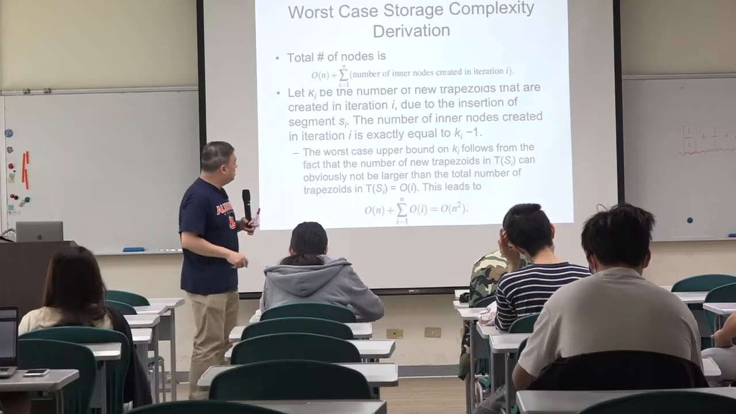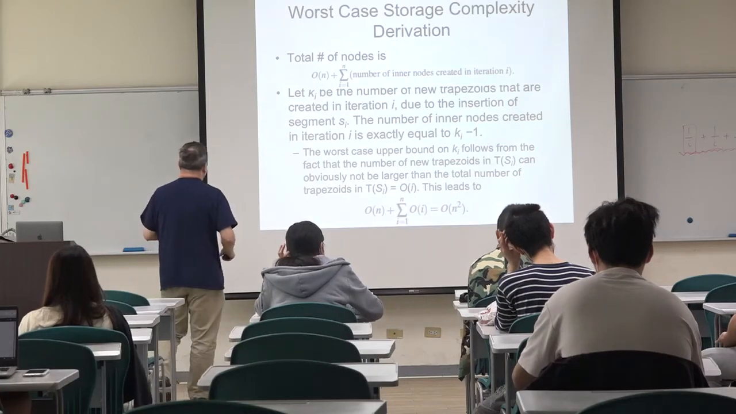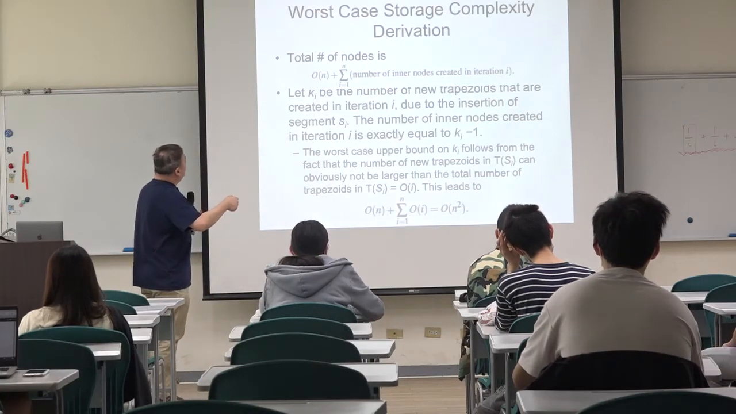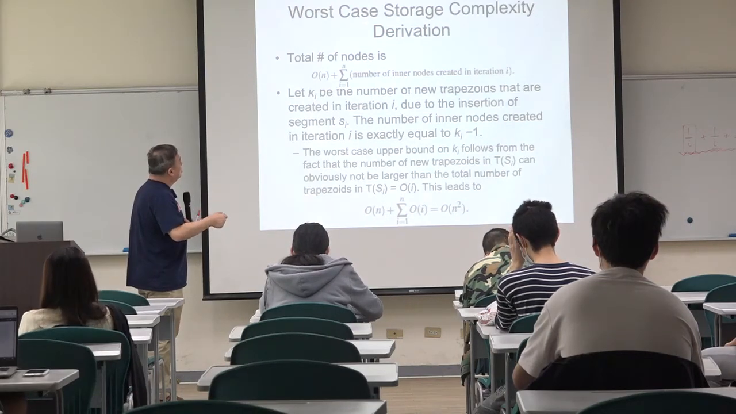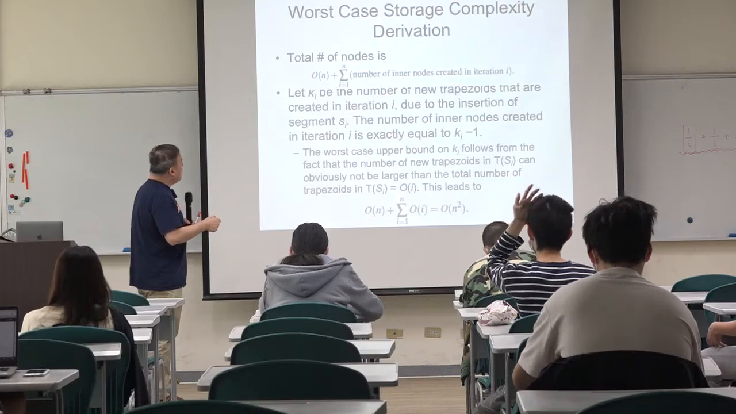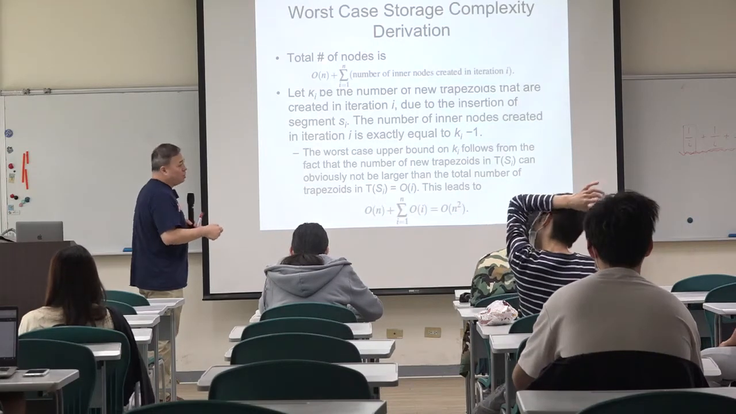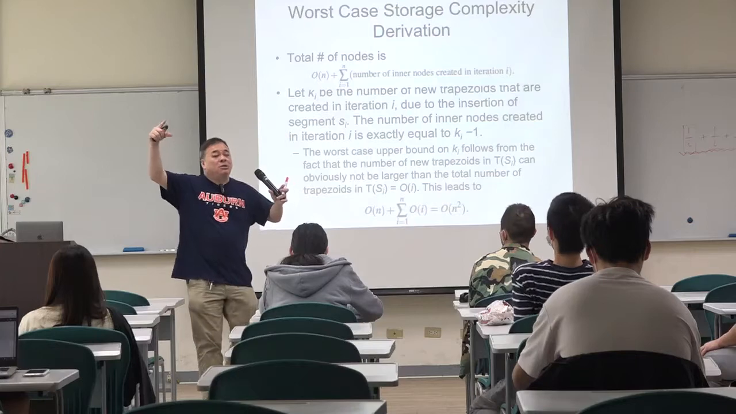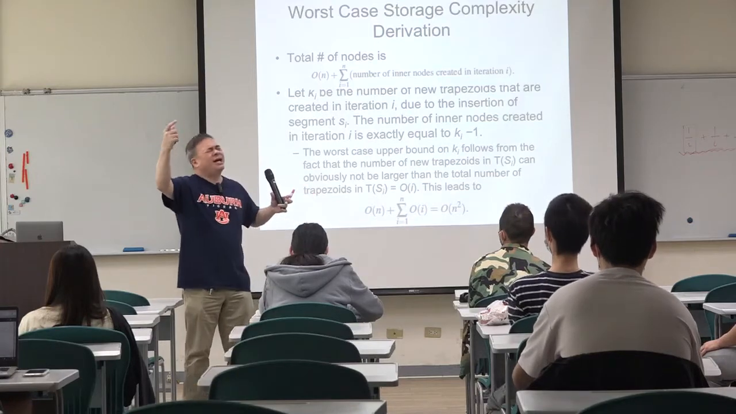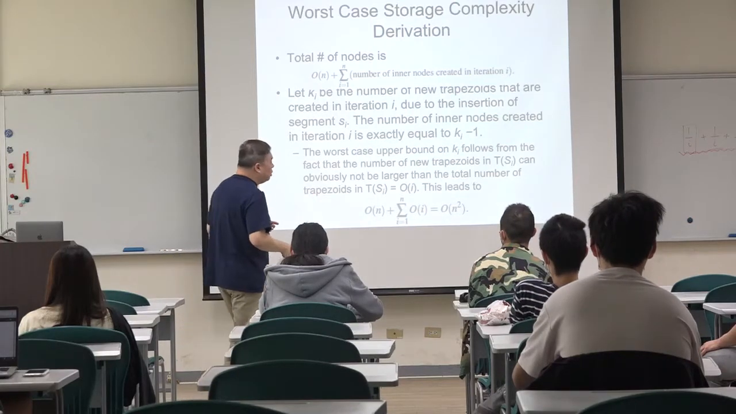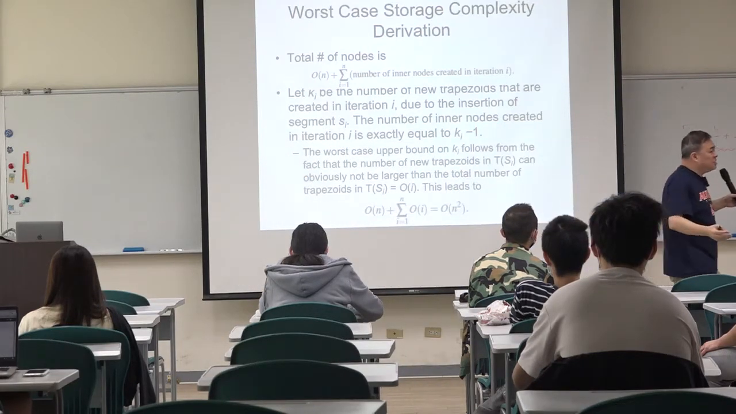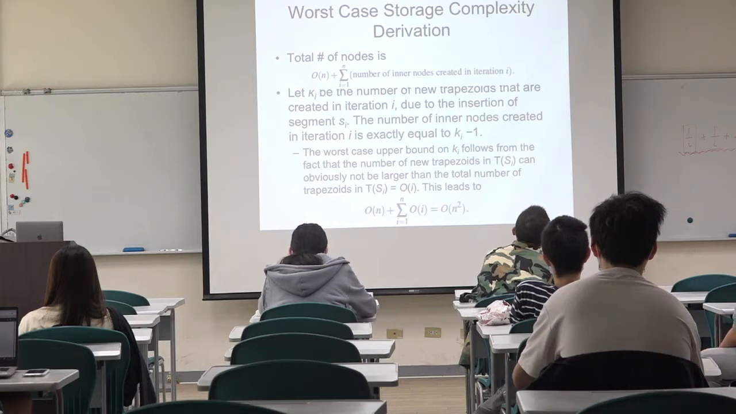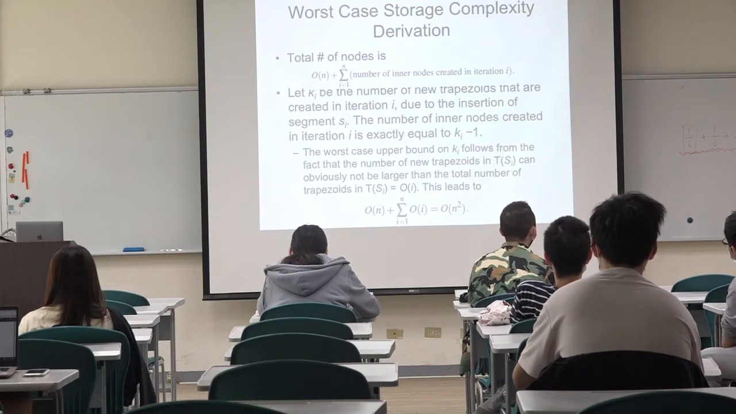We are running a little bit out of time, so let's talk about the worst case storage complexity. We know the total number of nodes for that tree-like data structure will be the amount of space needed for the leaf nodes plus the amount of space needed for the internal nodes, right? Nobody could have any question about that, right?